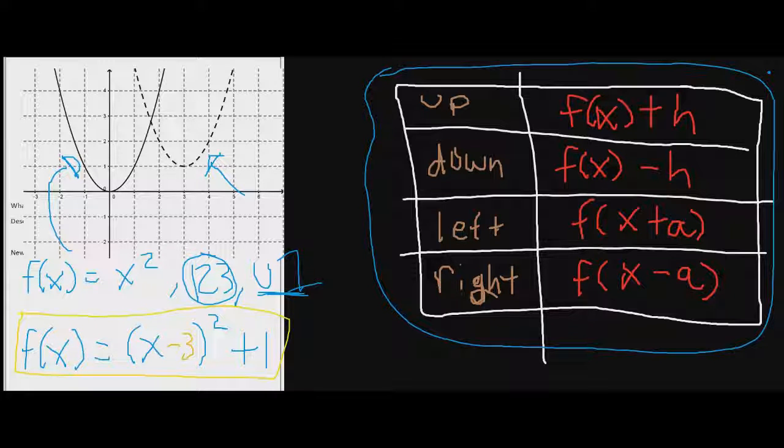This tells me I went to the right by 3 and I went up, and this gives me this new function right here. Let's go ahead and use that same idea to work on this one here, all right? So this here, the original parent function, this is just y equals the absolute value of x. We know it's absolute because it has this v-shape.